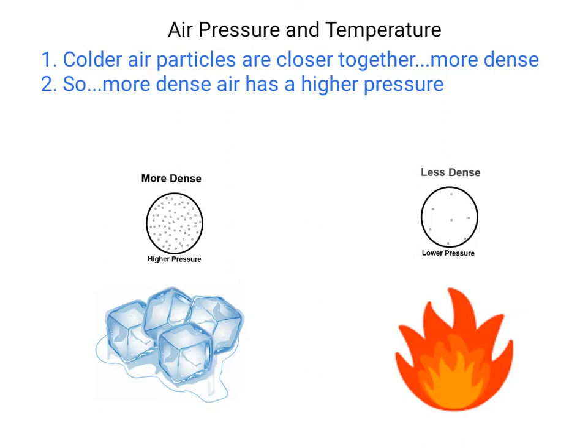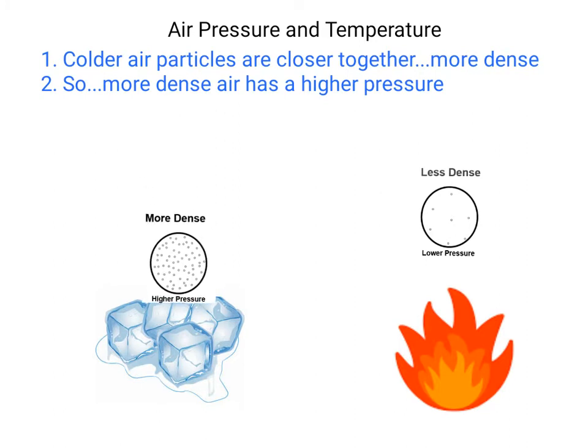Now, air pressure is also related to temperature. So when we're looking at colder items, like our ice cubes over here, well, that's going to cause more dense air particles above it. That's what we see here. So these air particles are really close together. Because they're really close together, they're heavy air particles, so it's going to fall or sink.